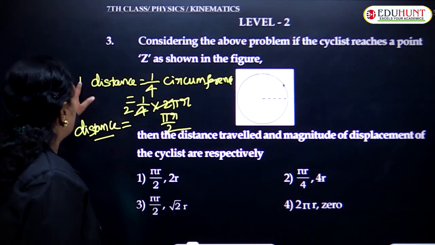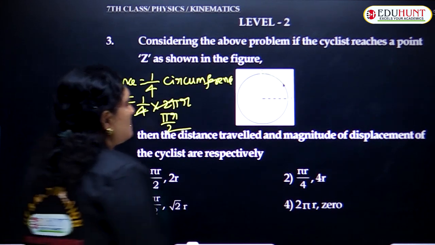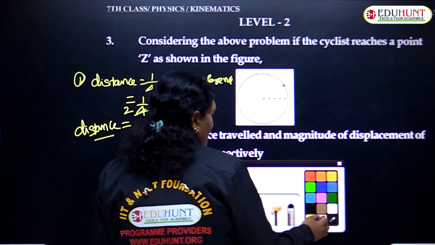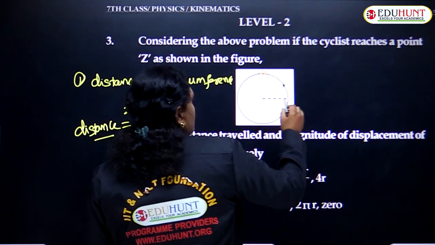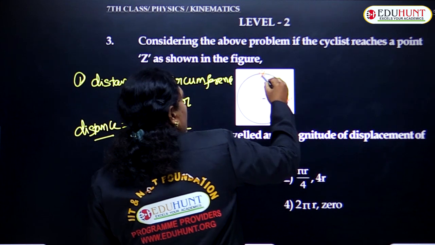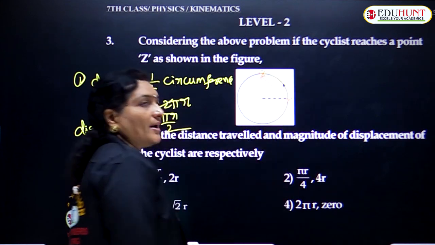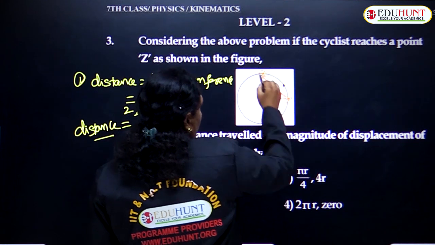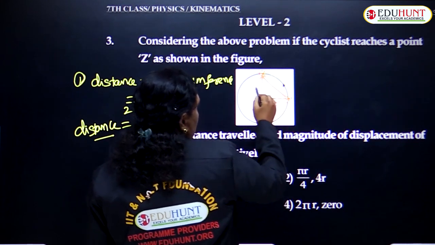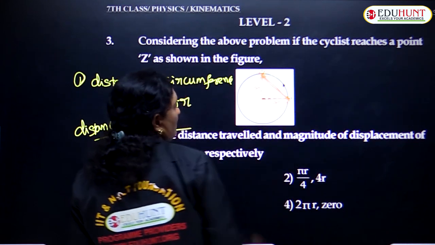So now coming to the displacement. Displacement means the line joining the initial position to the final position. This is the initial position, this is the final position. The line joining the initial position and the final position would be this. If you consider this, it makes a right angle triangle, where if this is r, this is also r, then displacement would be this.